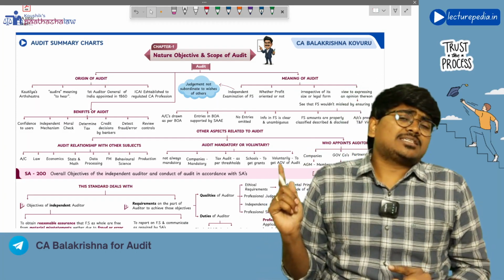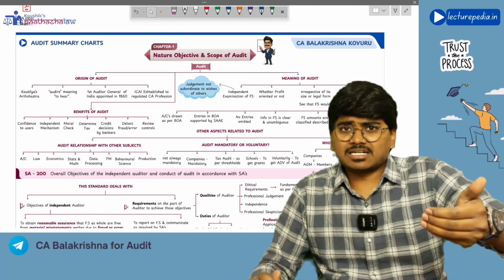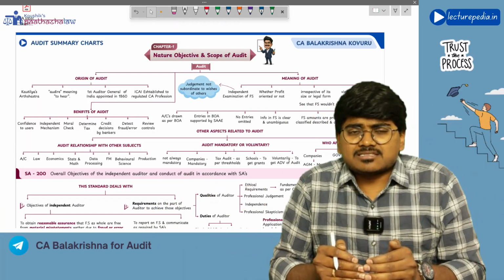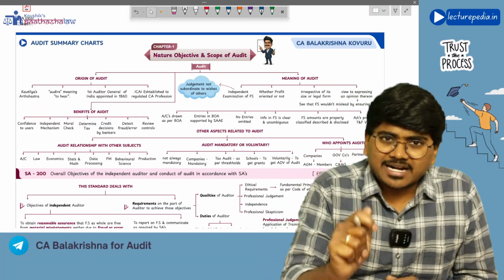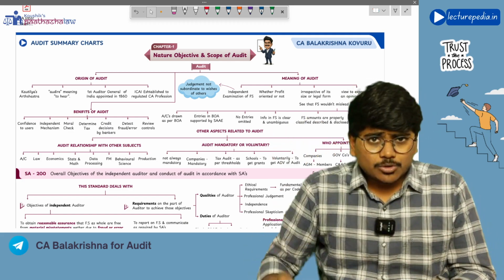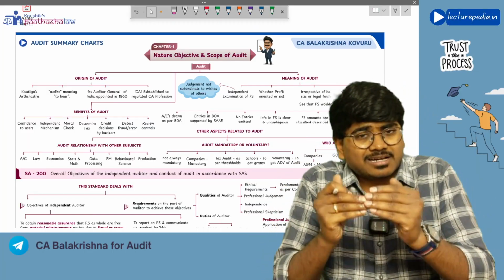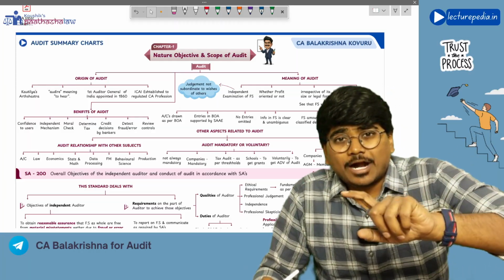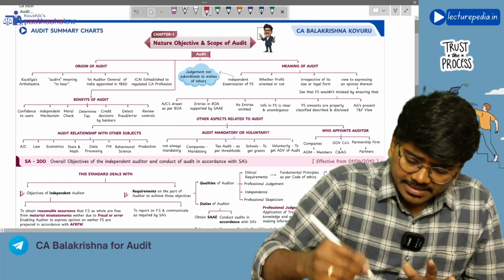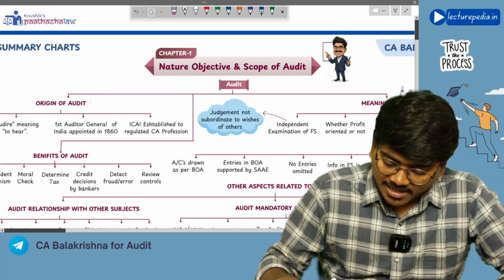And next, these summary charts, I am still preparing them. As and when I am uploading the revision class, I will be preparing the chart for each and every chapter. So by the time all the revision classes get completed, this chart book will also be ready and I will make it available on our website. So that is about the chart book. Now, if you don't have this chart book, you can also follow this class with the help of our CA Inter Audit Concise book.